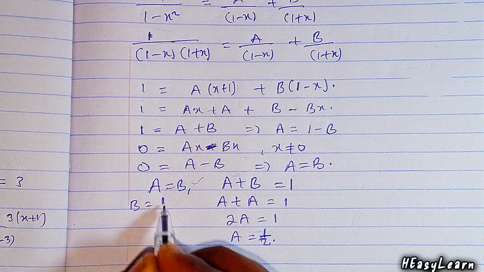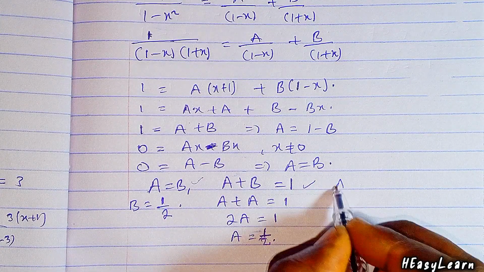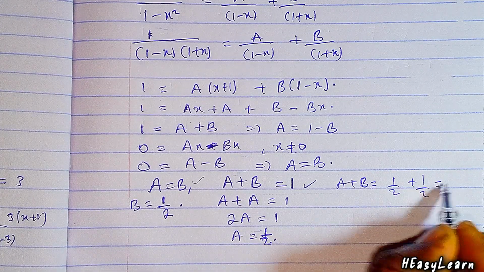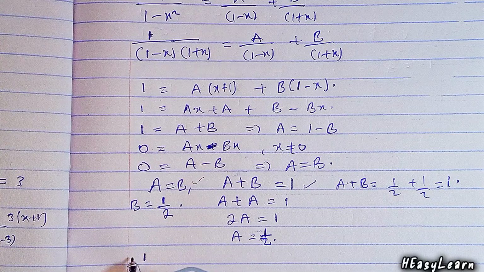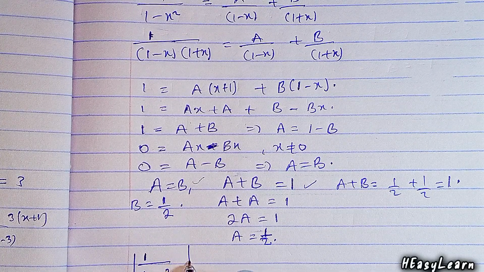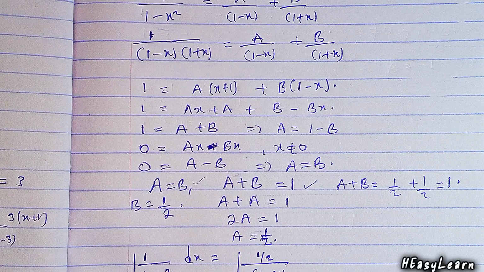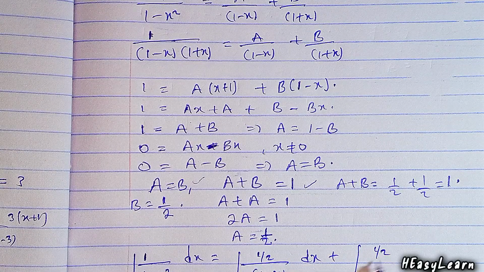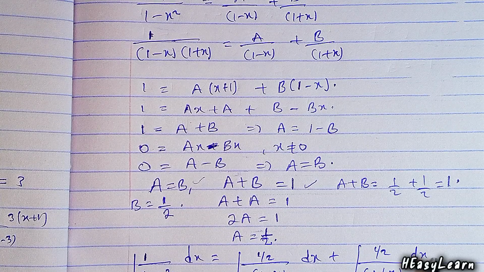B is also equal to half. Then from this condition, a plus b is equal to 1 over 2 plus 1 over 2, which is equal to 1, is true. So the undetermined coefficient is half. So integrating 1 over 1 minus x squared dx is the same thing as integrating what? 1 over 2 divided by 1 minus x dx plus the integral of 1 over 2, 1 plus x dx.